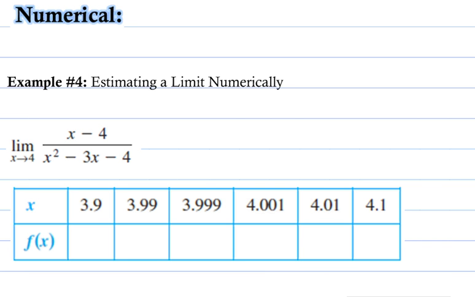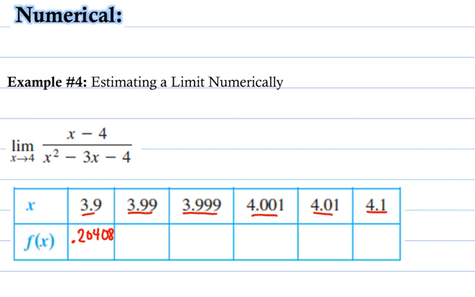I have the table set up. Your job would basically be to plug all of these numbers into the equation. And once you've plugged them in, you would get a y value, an answer, right? So I did all the hard work, and I'm going to share the numbers that I got. For when I plugged in 3.9, I got 0.20408. That's a little long.